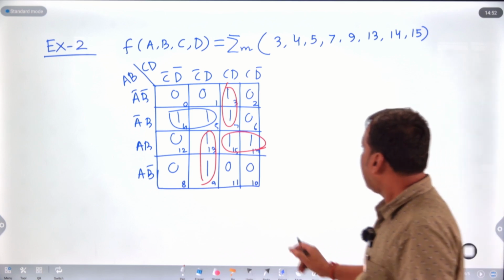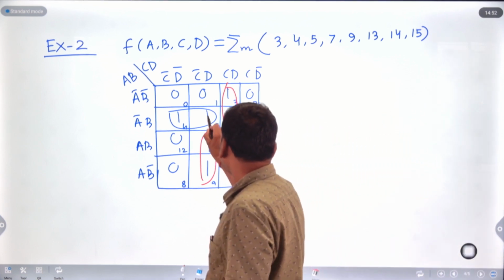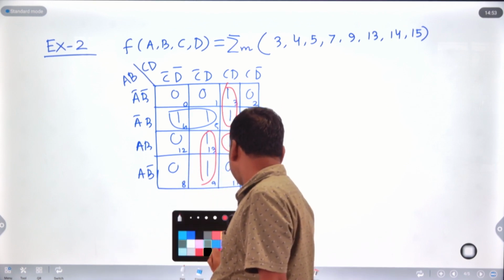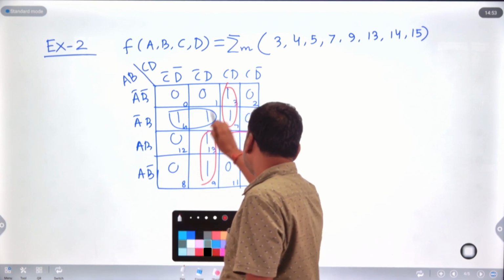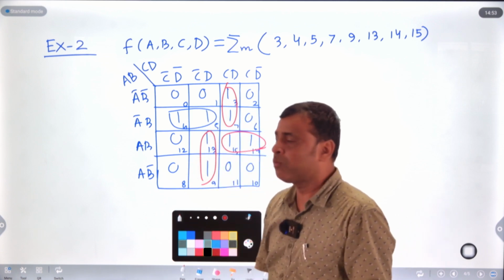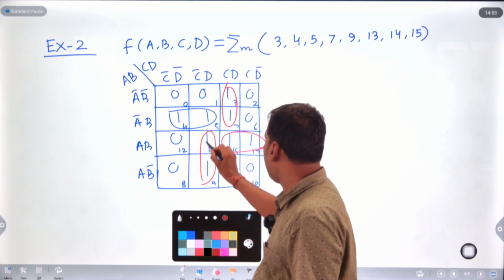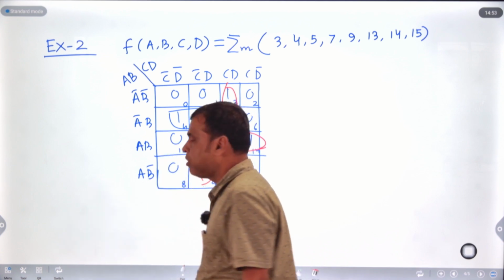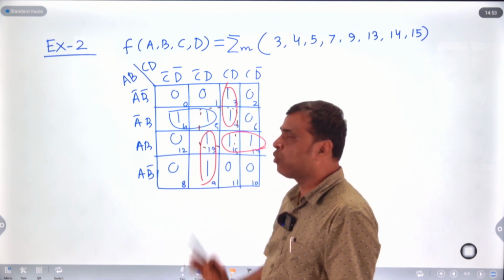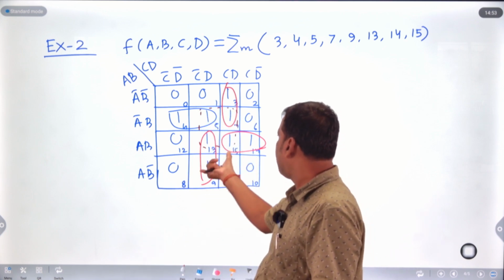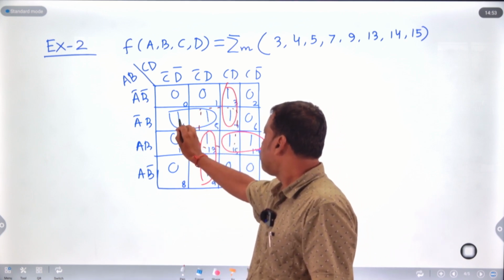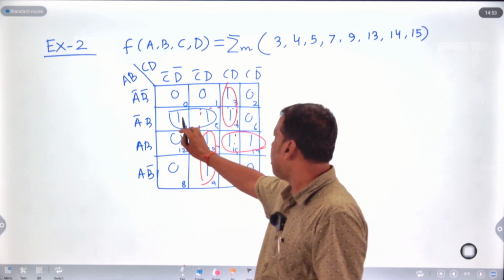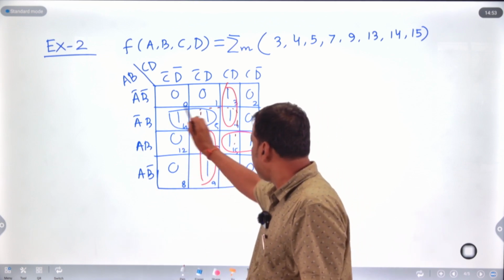You can ask, why will I not take these 4 ones? Why will I not consider these 4 ones to form a quad? This will be wrong. If I consider these 4 ones, it will be wrong, because it is a redundant group. Since there is a pair, this one to form a pair with this one is a must. There is no adjacent one for these min terms. So this pair will be a must.